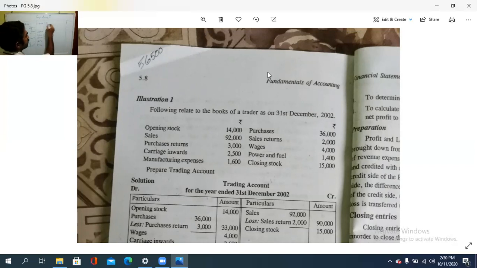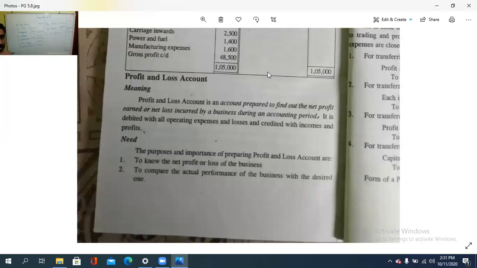By sales, in the inner column it is 92,000 less returns of 2,000. So 90,000. By closing stock, it is 15,000. So what is the total? 1,05,000. Then 48 plus 33 plus 4 plus 2.5 plus 1.6 plus 1.4. So there is a difference of 48,500. That is to gross profit carried down.